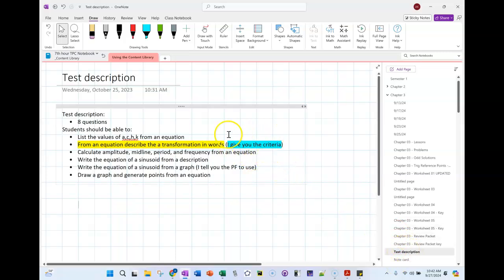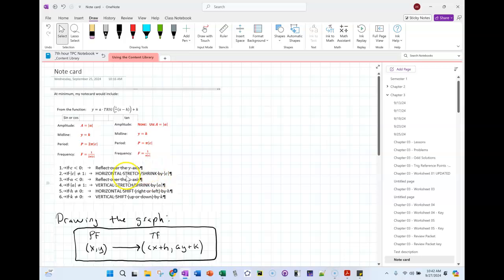The way I'm going to give you those criteria, if I look at the note card page, is right here. I've written it a little bit more compactly than when I wrote it on the notes, but that'll appear on your test. If you can't make sense of that and you prefer to have it the way we wrote it in the notes, then that would need to go into your note card.